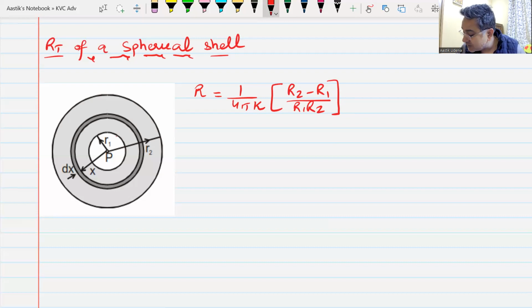Do you understand the meaning of inner shell and the outer shell? Yes, sir. Point A is here and point B is here. And K is the thermal conductivity of the material between the two spherical shells. You understand that this is a sphere with a concentric hole. Do you understand this? Yes, sir. Have you noted it down? Done, sir.